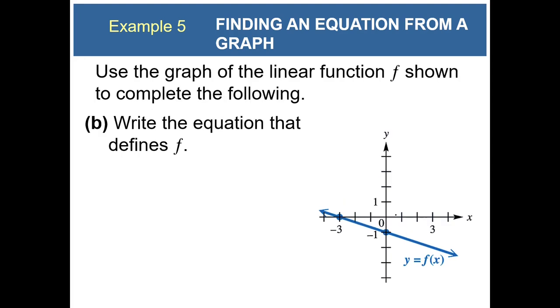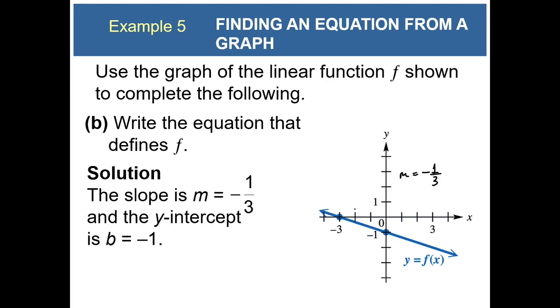Write the equation that defines f. I know the slope m is -1/3, and I know the y-intercept is -1. So using the formula y equals mx plus b, we can find the equation of the line as f of x equals -1/3 x minus 1. Here, instead of y, we're using f of x, or function notation.